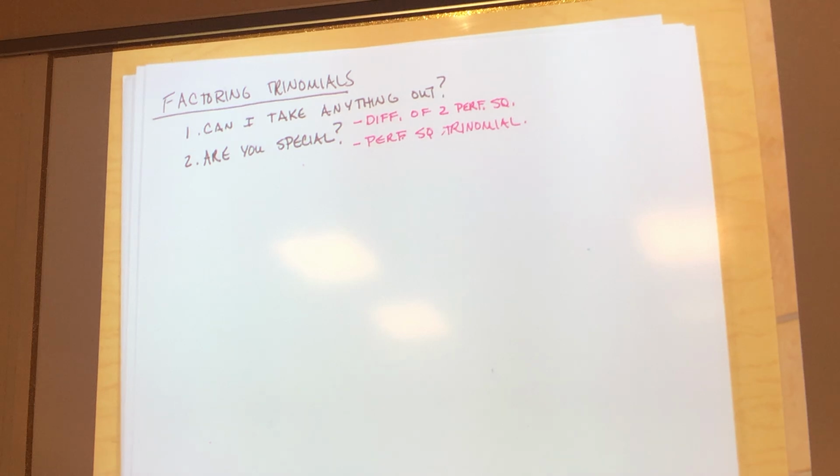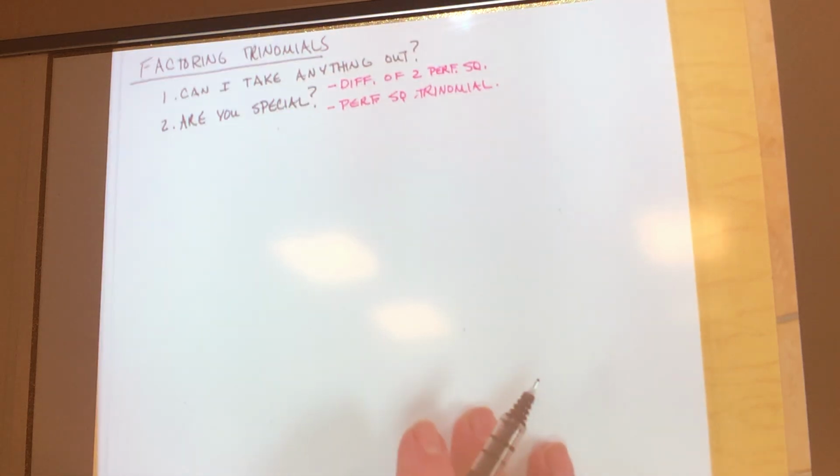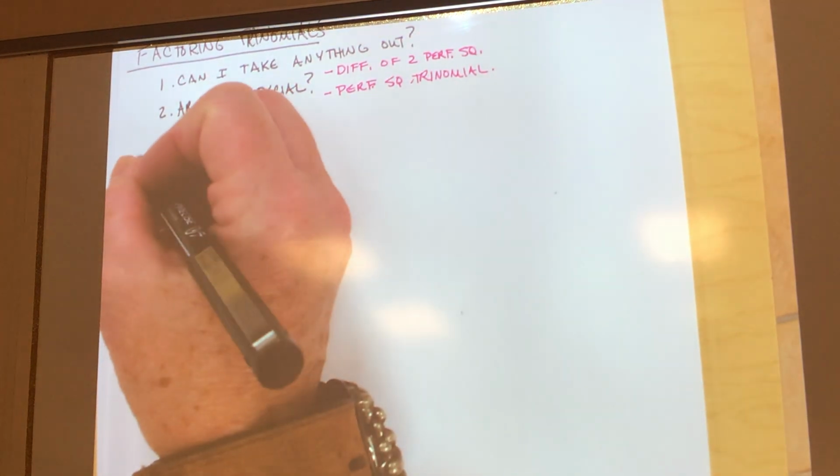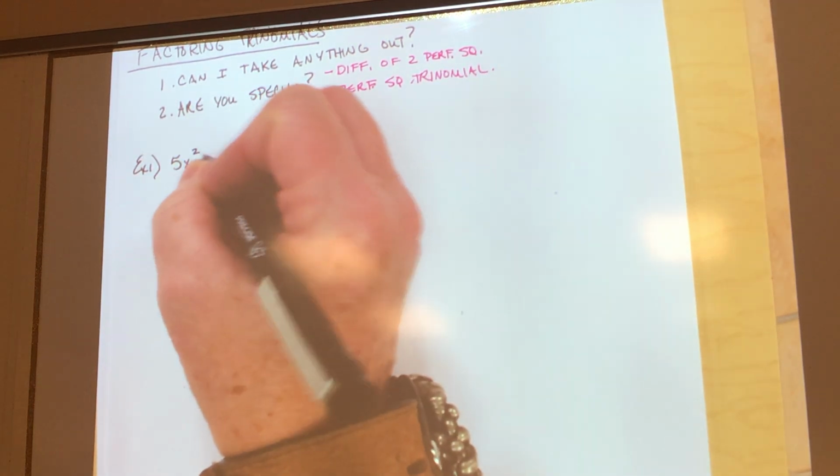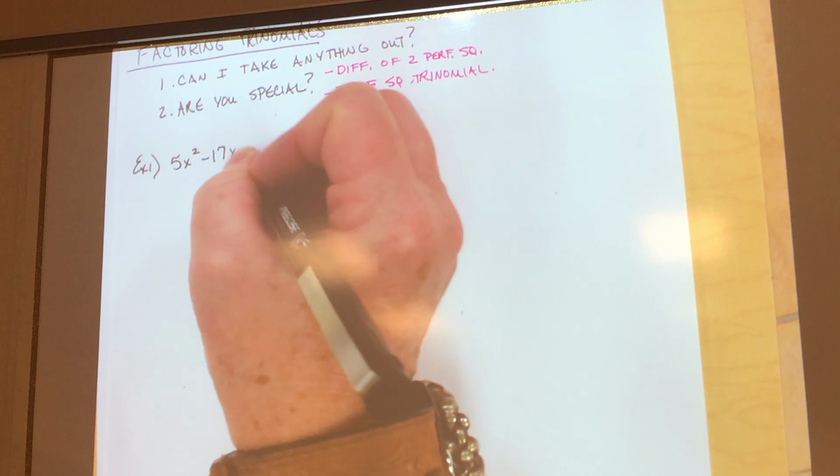Our teachers said, bring a big eraser to class next day, we're gonna factor, okay? And so we just erased our paper a lot. So let's just start off and then we'll see how it goes. Example 1, 5x squared minus 17x plus 6.